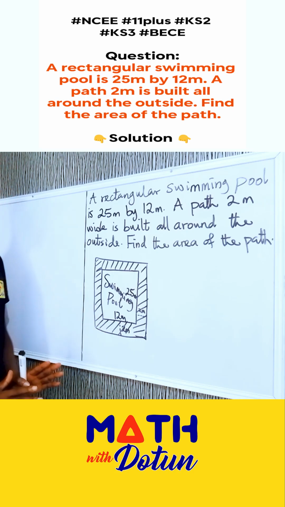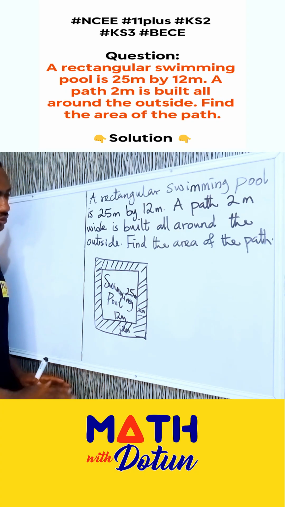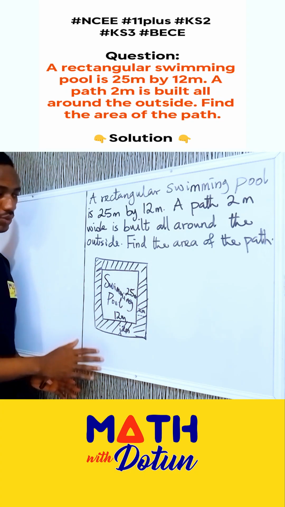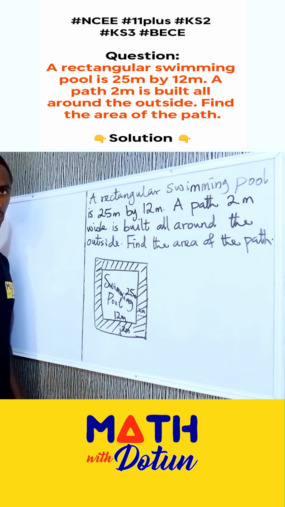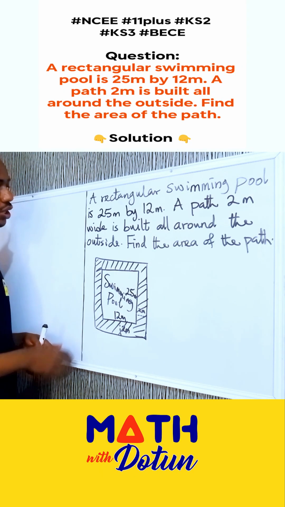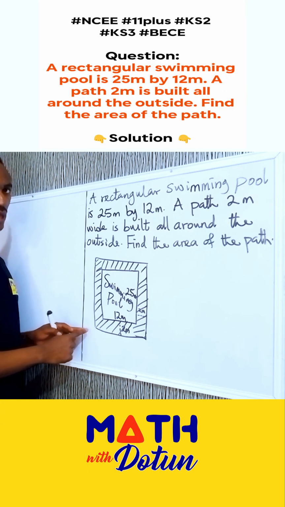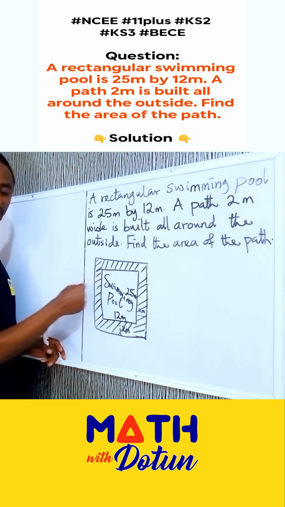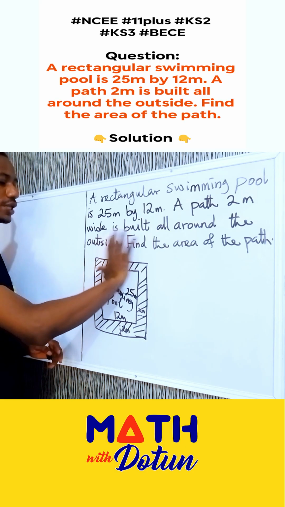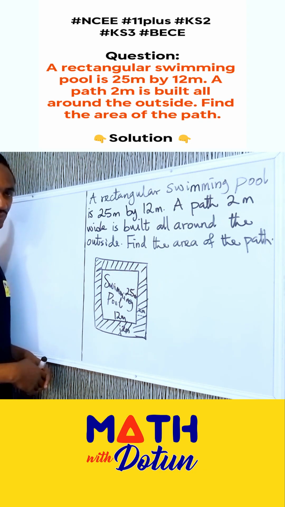With this diagram, we have 2 rectangles: the inner rectangle, the smaller one inside, and the bigger one outside. For us to know the area of this part, one easy way is to calculate the area of the bigger rectangle, calculate the area of the smaller rectangle, and then subtract the area of the smaller rectangle from the area of the bigger rectangle. Then we are left with the area of the path.